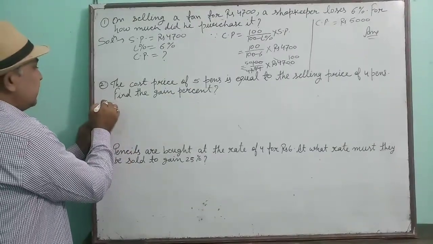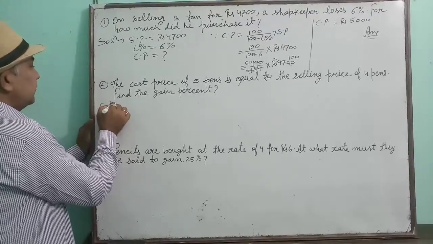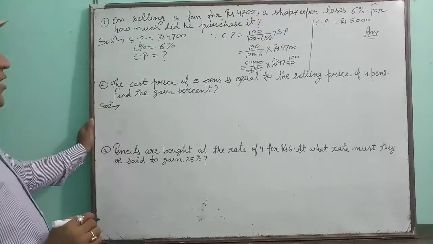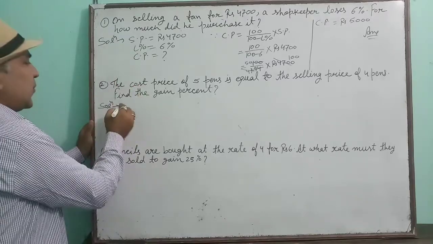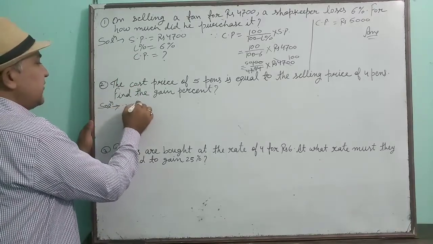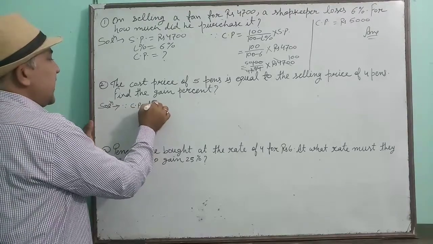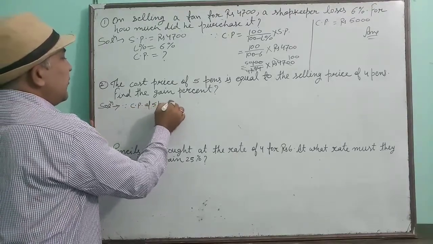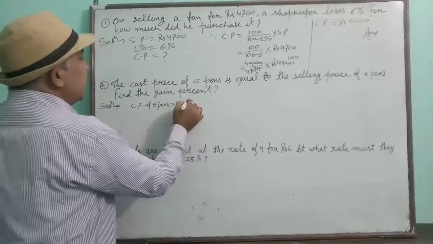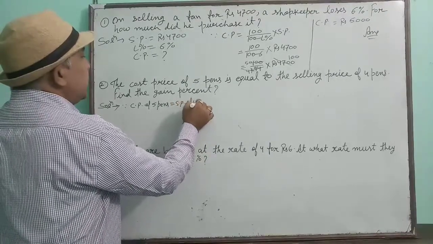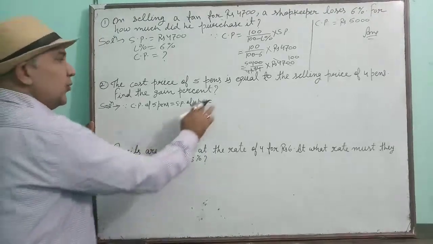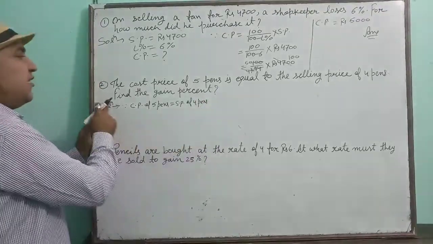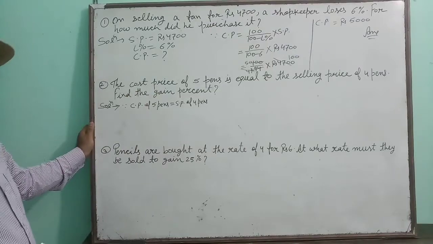Now see the second one. The cost price of 5 pens is equal to the selling price of 4 pens. See what is given: cost price of 5 pens is equal to selling price of 4 pens. This point has been given to you. And the question is asking, find the gain percent.